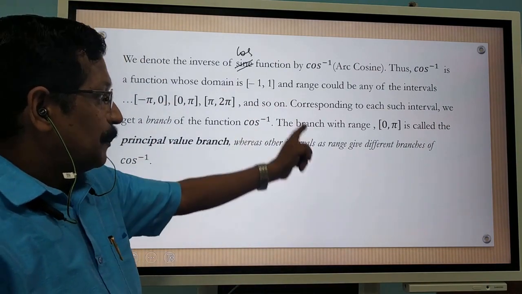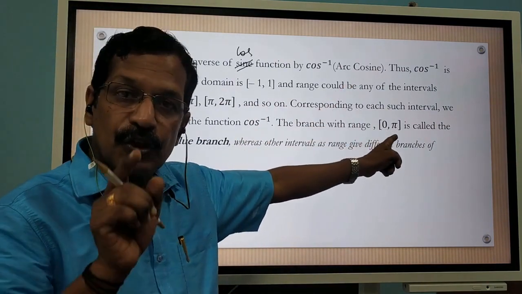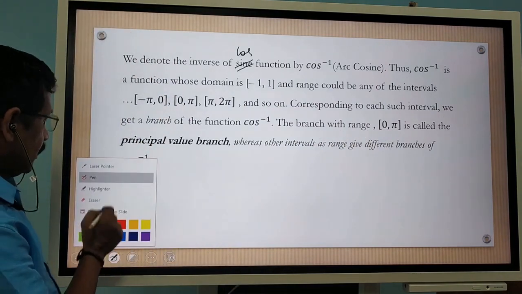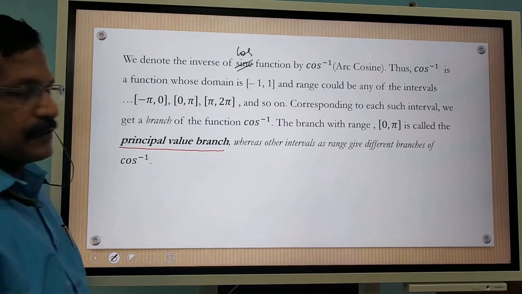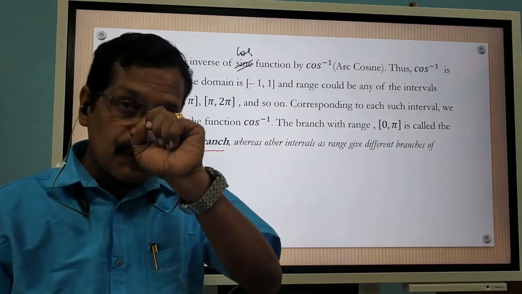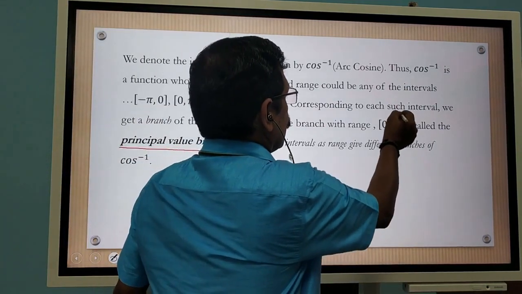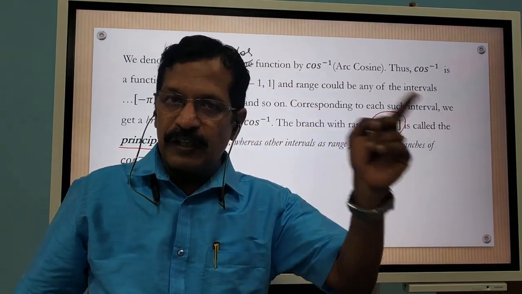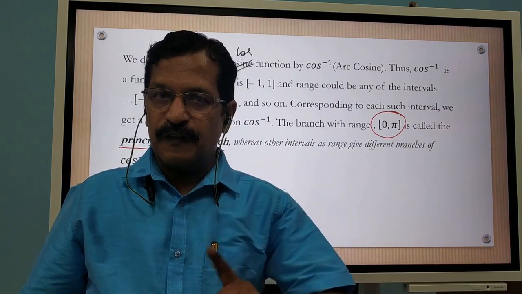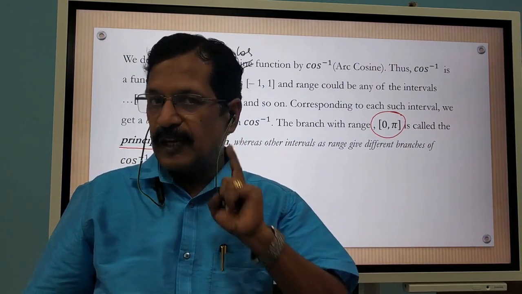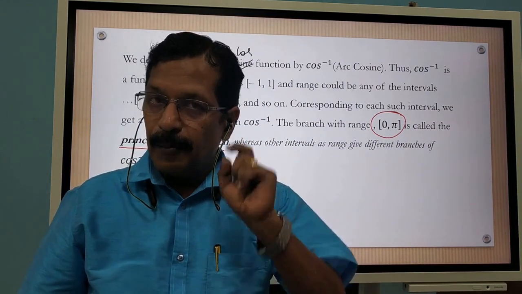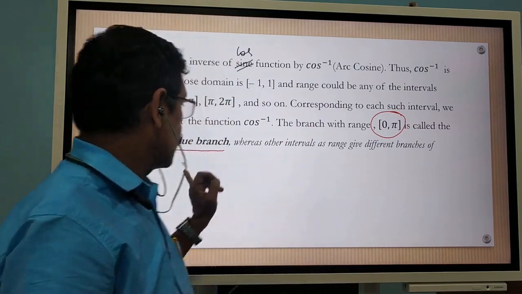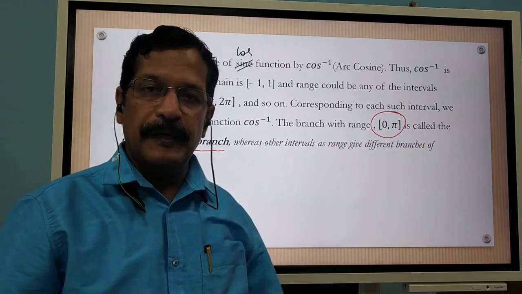But the branch with the range 0 to pi is called the principal value branch. So the principal value branch of cos inverse is the closed interval 0 to pi. You just think about what is the principal value branch of sine inverse. The principal value branch of sine inverse is minus pi by 2 to plus pi by 2, whereas the principal value branch of cos inverse is 0 to pi.